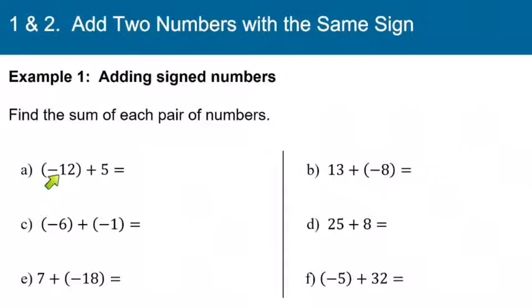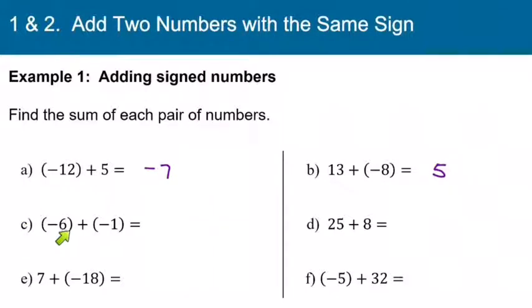So let's look at negative 12 plus 5. Now these signs are different, so that means we'll subtract the numbers. 12 minus 5 is 7, and the larger number is negative, so my answer here is going to be negative 7. And then let's go over here to part B, 13 plus negative 8. Now these two numbers are different signs, so we will subtract. 13 minus 8 is 5, and the larger number is positive, so my answer is positive 5. Notice that when a number is positive, we do not have to write its sign.